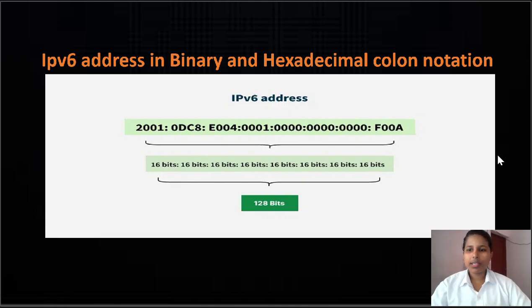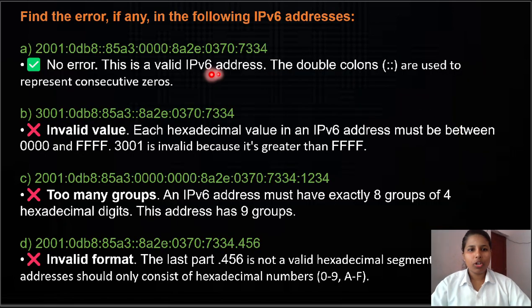Now we can see some of the problems of this hexadecimal colon notation, that is IPv6. Here we can check if any error is there or not. This is the first question: 2001:0db8:8583::0823. So this is the number. Here we can see, sorry, the answer is already there. Are you seeing any errors in this?